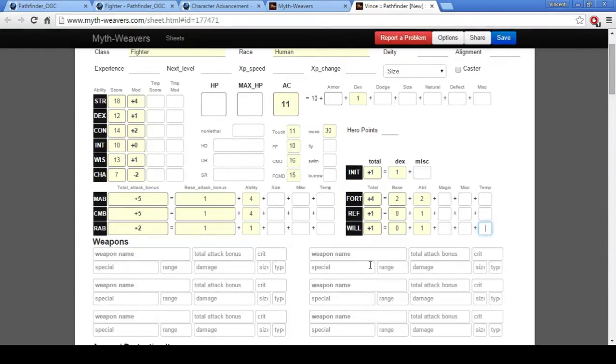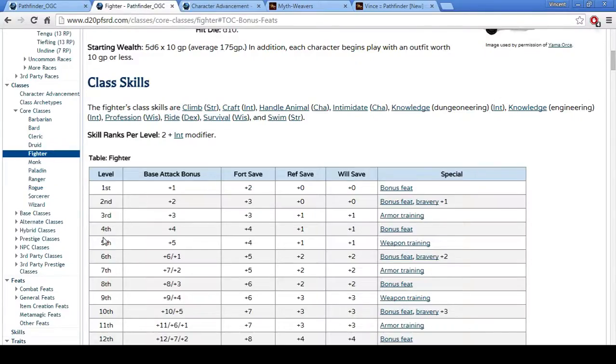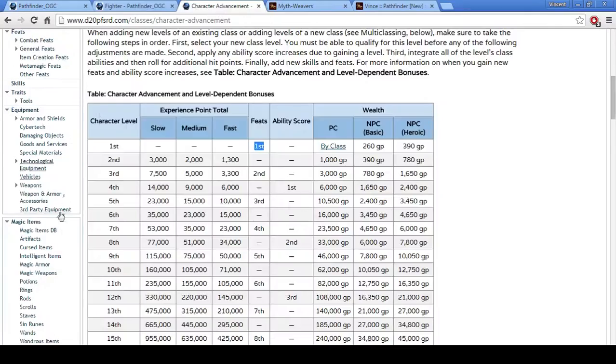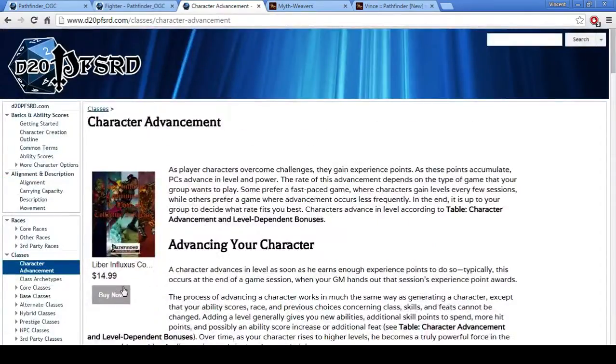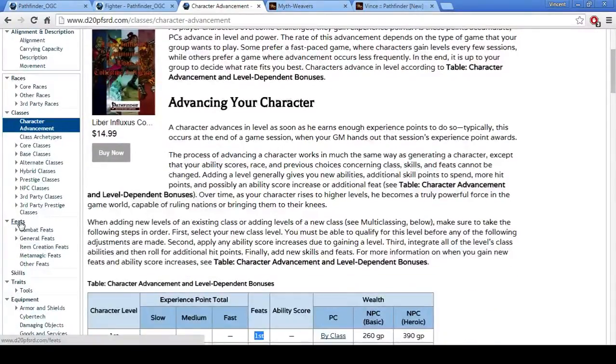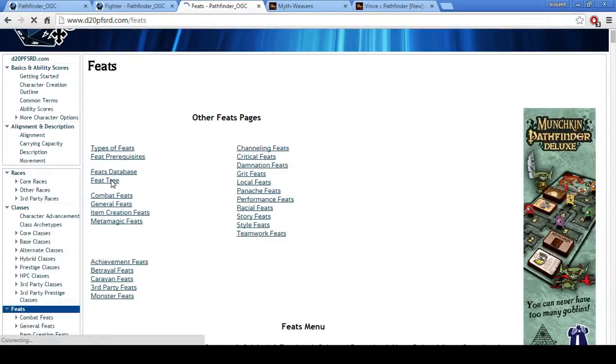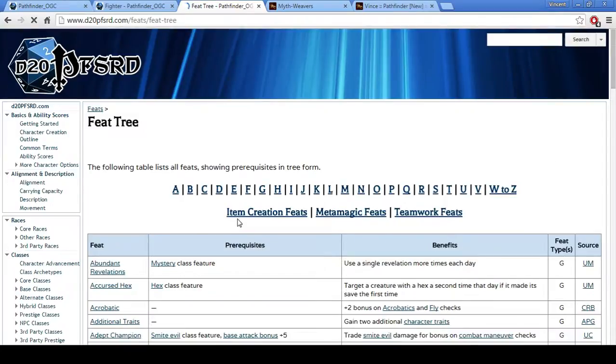Okay, good. We're actually almost done. I know it doesn't look like it, but we're really close to done. The next thing you want to do is probably pick feats. And that's going to be on the PFSRD website. What I recommend you do is, there's a tab for feats. You go into feats, and there's this thing called a feats tree, which is amazingly useful. I think it's great. I highly recommend you use it.